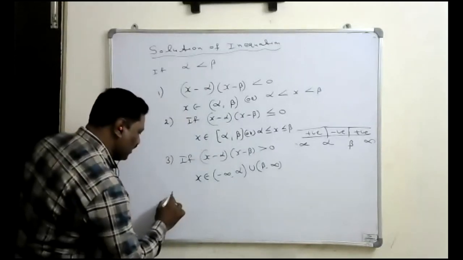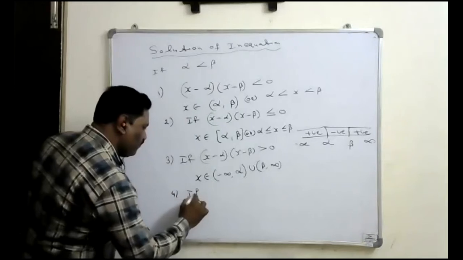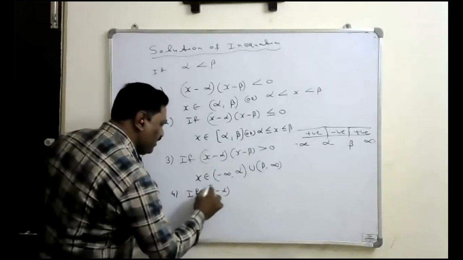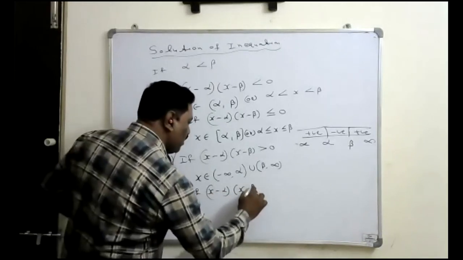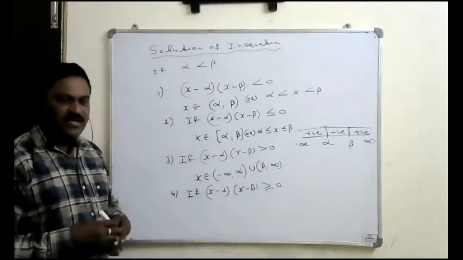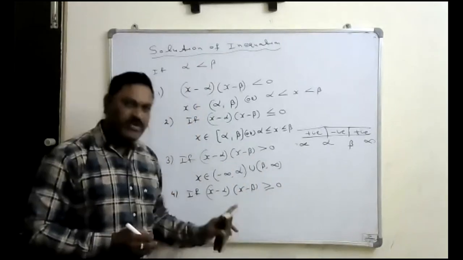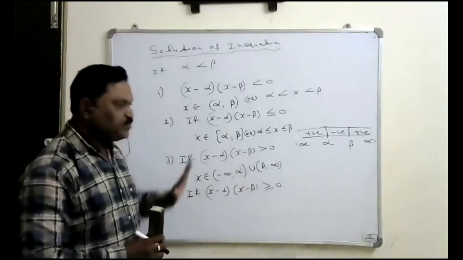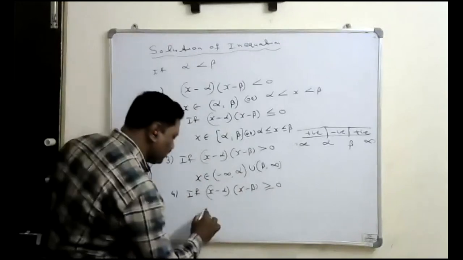And the fourth formula is that suppose if (x minus alpha) into (x minus beta) is greater than or equal to 0. If equal to is there, means you can take alpha and beta also, we can consider, and this product is positive. Then what is the interval for x?